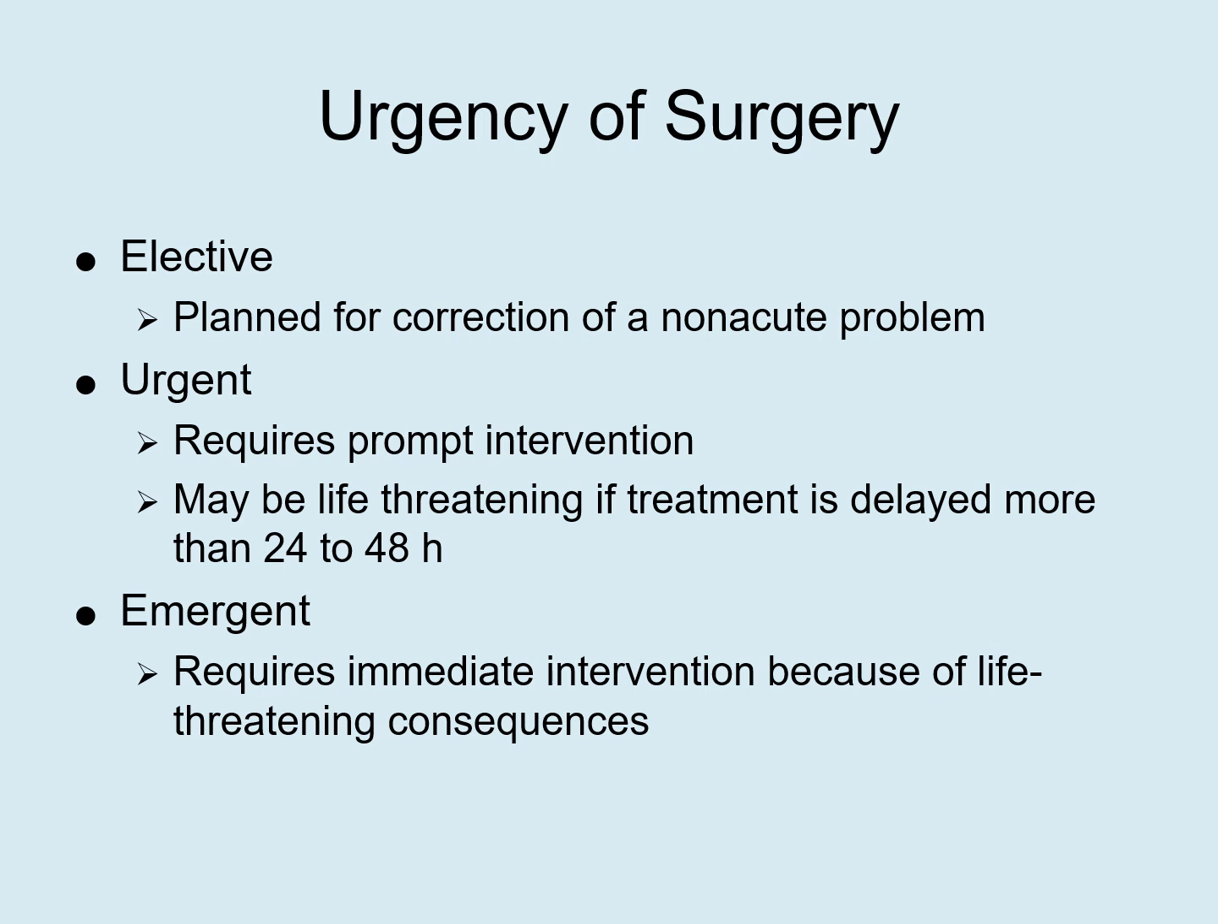So urgencies of surgery, we have elective, urgent, or emergent. They're pretty self-explanatory. If it's elective, it's planned for correction or a non-acute problem. That's your cataract removals, hernia repairs. If you've planned it and you can go in, total joint replacement, it's an elective. It's not emergent or urgent.